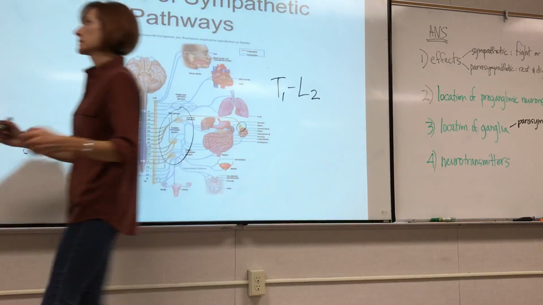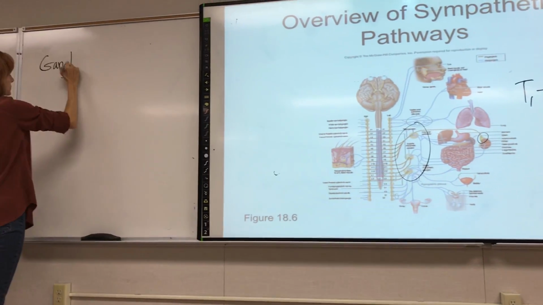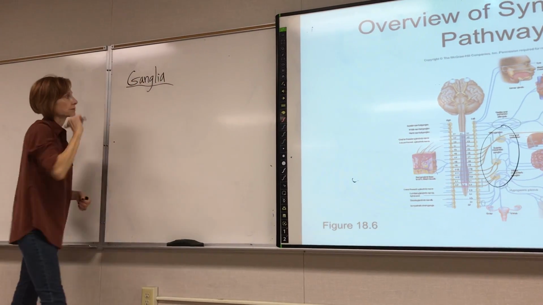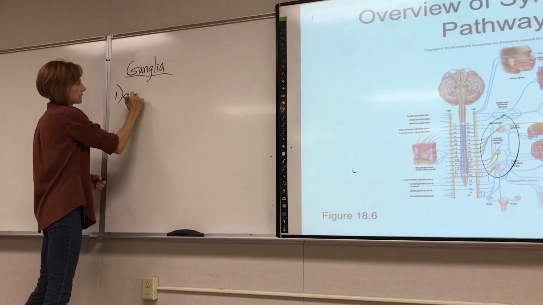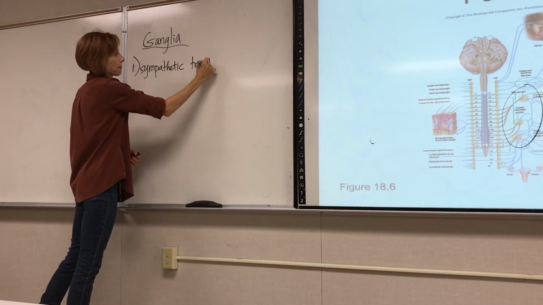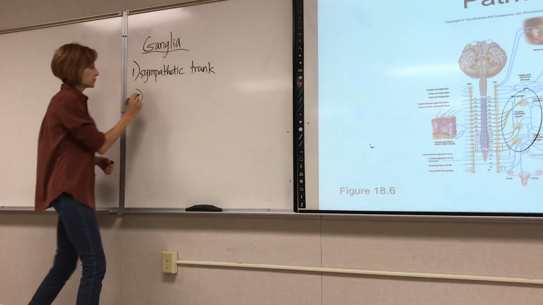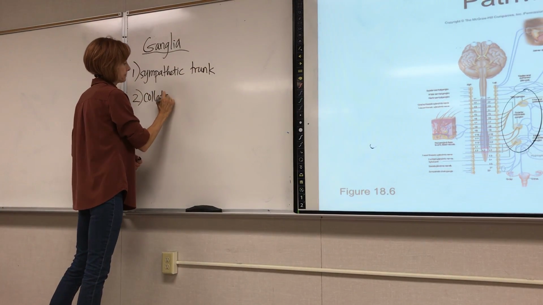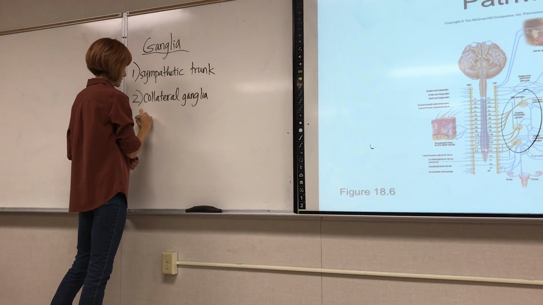Okay, so let's list these ganglia for the sympathetic division. Okay, so first of all, again, some of these will synapse in the sympathetic trunk. For organs in the abdominal region, we have those collateral ganglia. And I would like you to know their names.